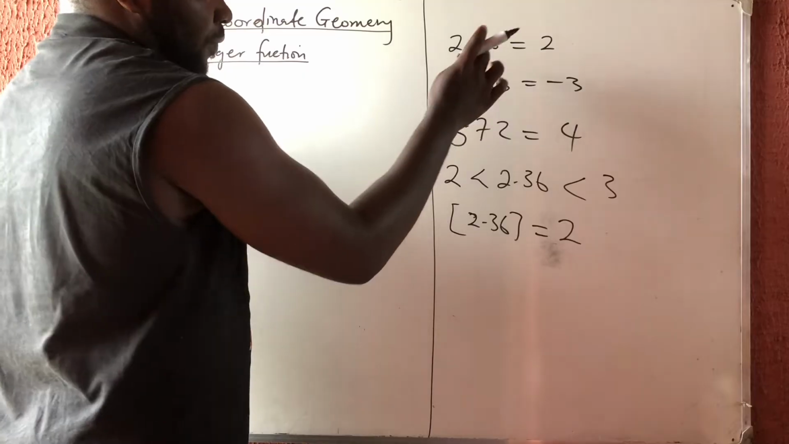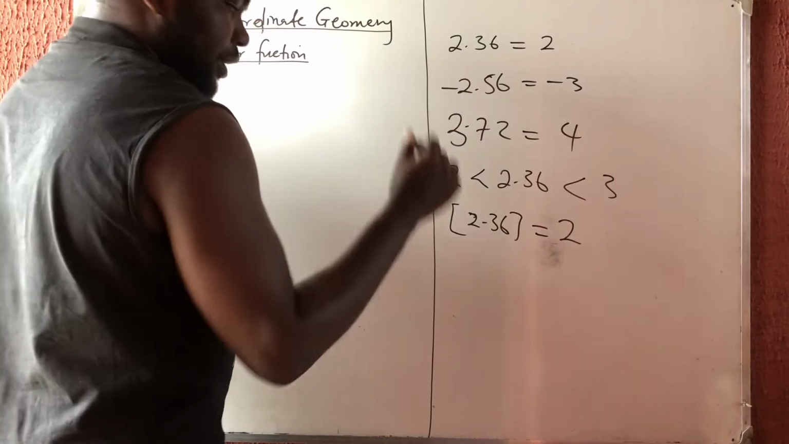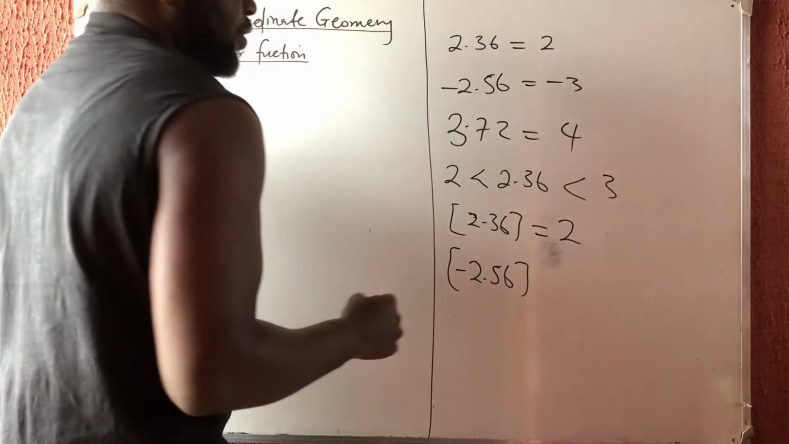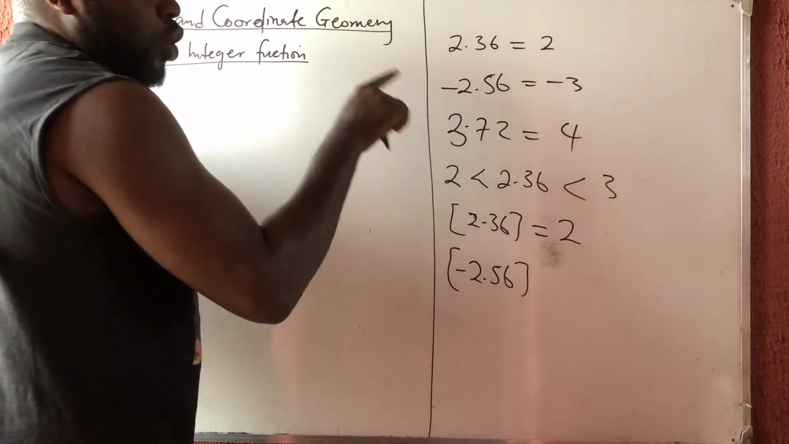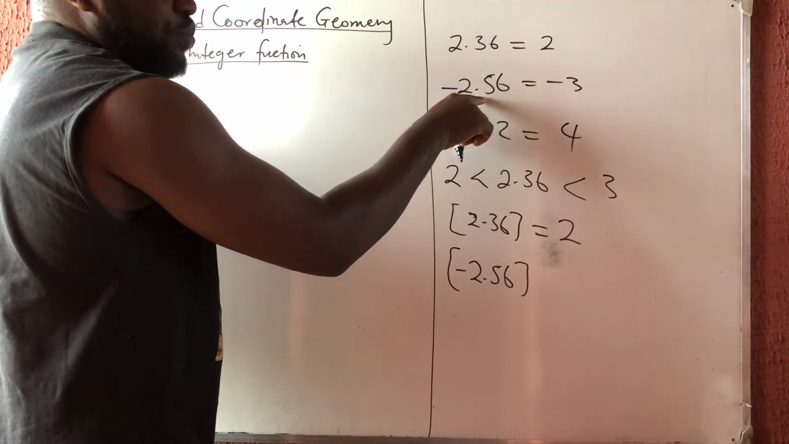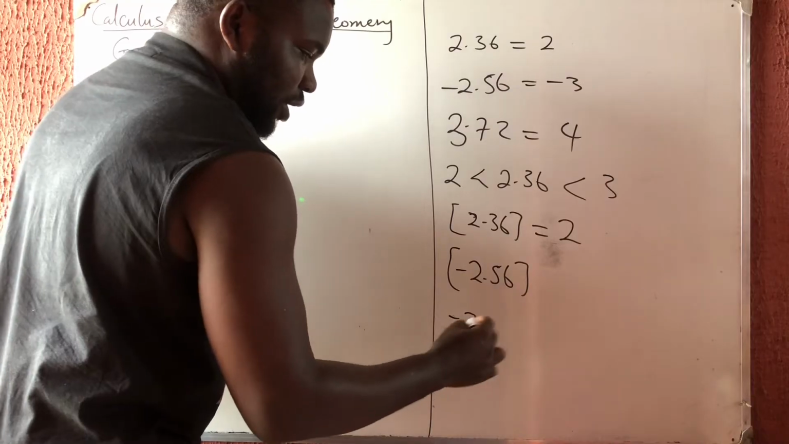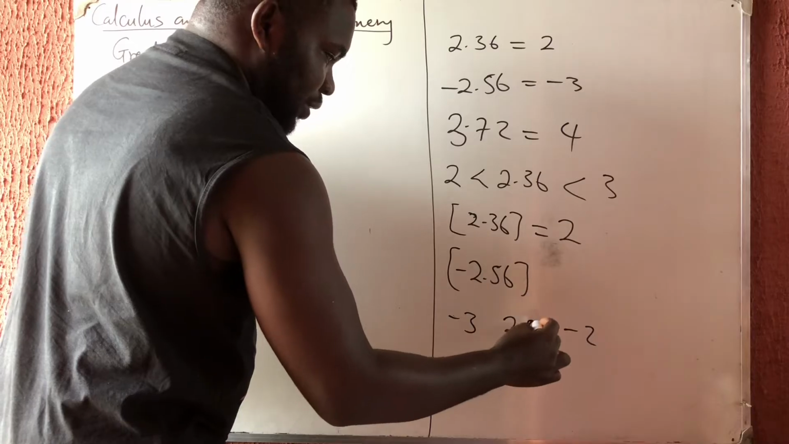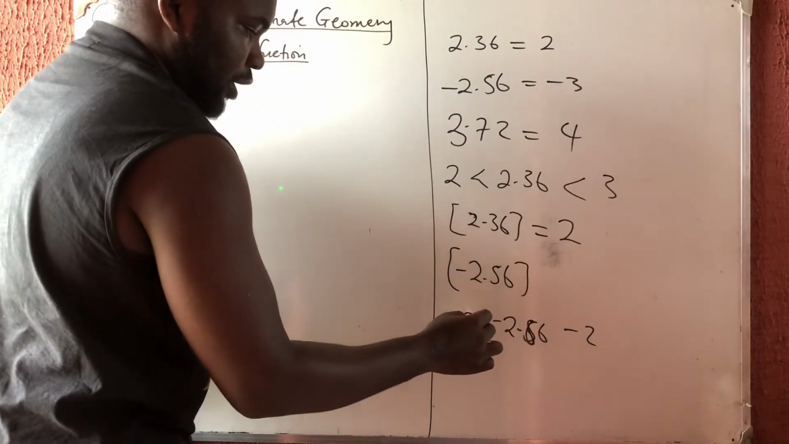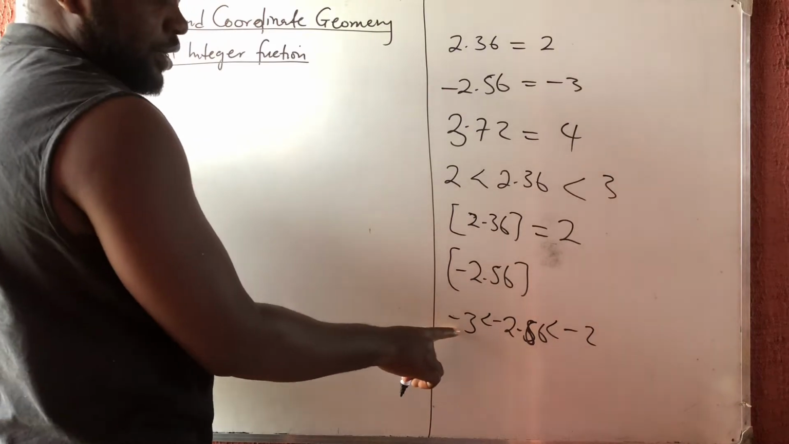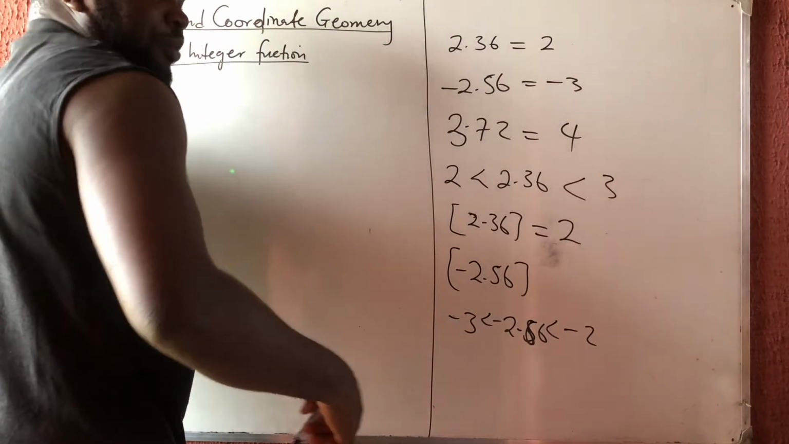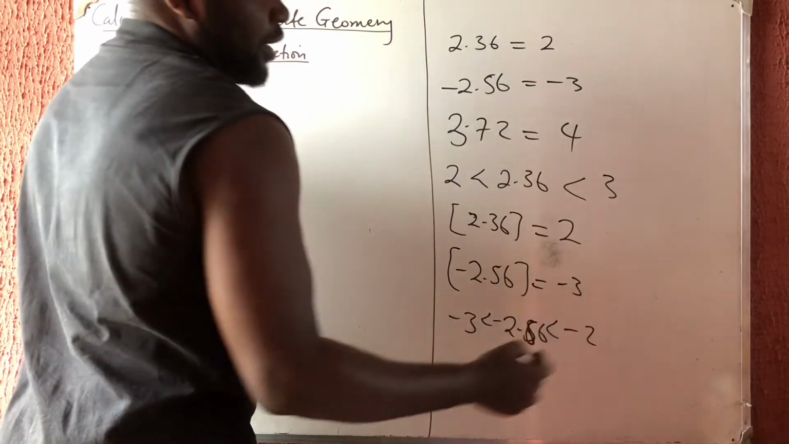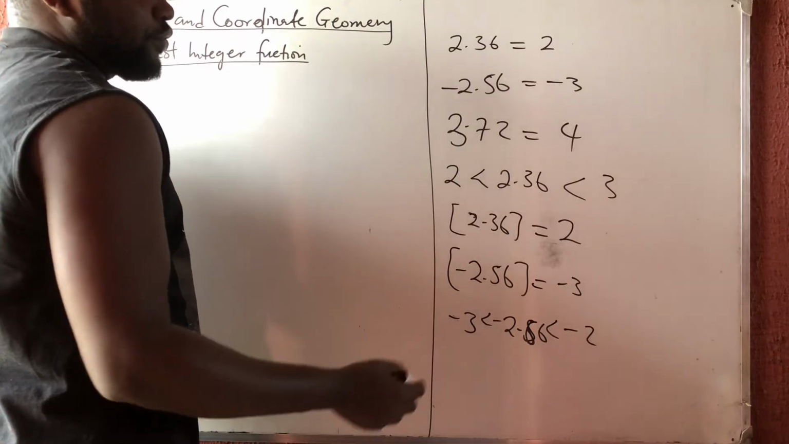Let's do this one now. The greatest integer function of minus 2.56. The two whole numbers that this one will be in between are minus 3 and minus 2. I hope you know that minus 3 is less than minus 2.56. The higher the negative number, the less it becomes. So for this one, we take the one on the left hand side, which is minus 3. So get the concept. It's not difficult.